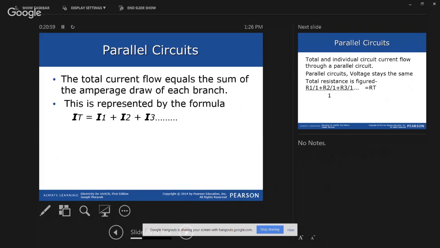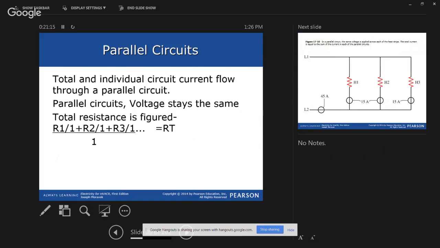In this case, we're going to have our total circuit current, and it's kind of the same series of addition and subtraction here. There is the difference that I added here between the two, and that's how you figure out your resistance total. The total and individual circuit current flow through a parallel circuit.